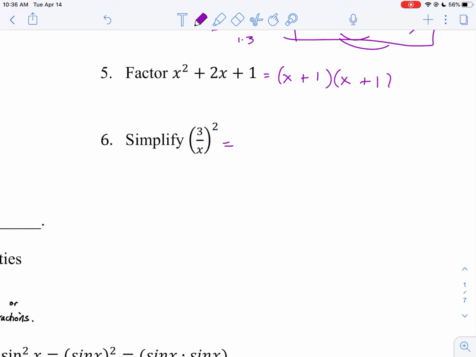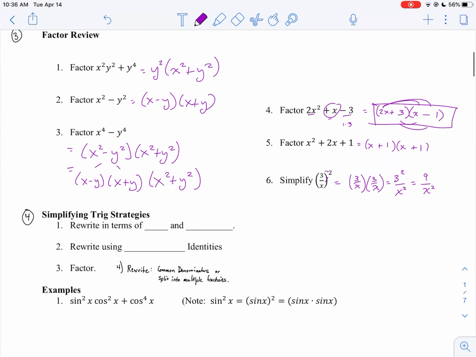This last one is just a point I want to mention. If I have a fraction and I square it, this is really 3 over x times 3 over x, which gives me 3 squared in the numerator, x squared in the denominator. We can think of distributing that squaring to both top and bottom, which gives me 9 over x squared.